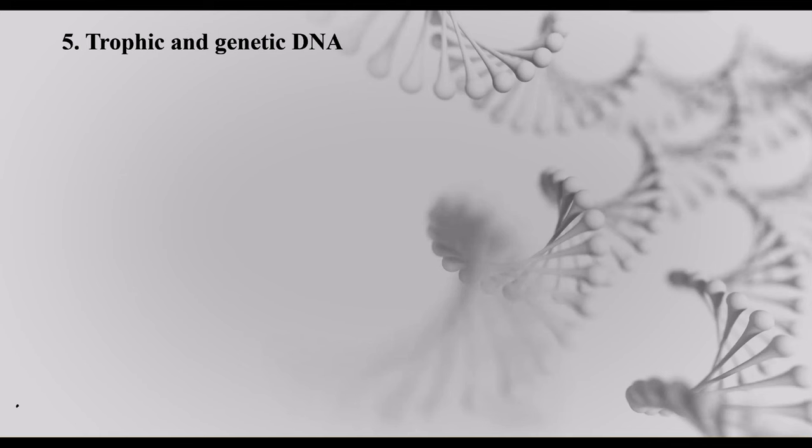The next thing is trophic and genetic DNA. For example, if we take ciliate organisms like paramecium, let me draw the structure of the paramecium. It will be like this.